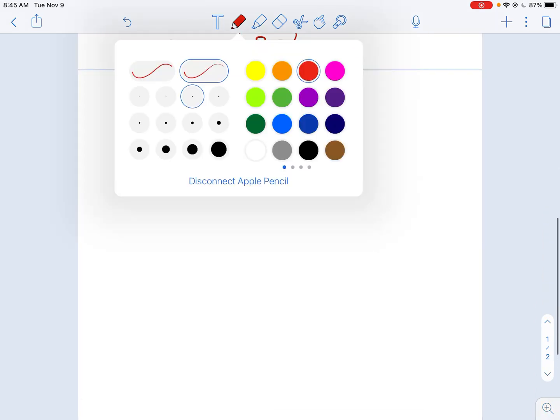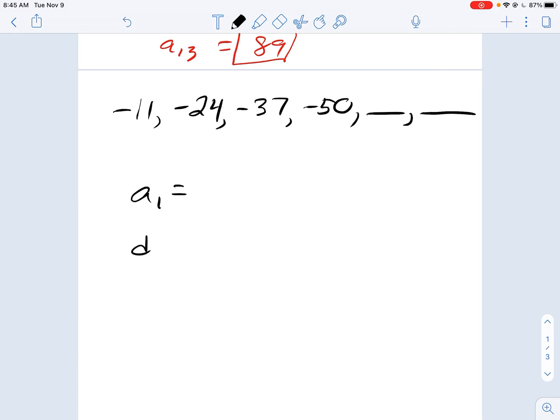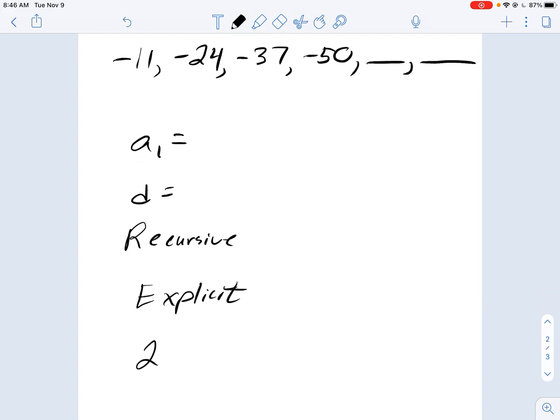Now, I'll go ahead and go over another one with you. Maybe one that's a little trickier. Let's try negative 11, negative 24, negative 37, negative 50. Now we are still going to find the first term, common difference. Write this as a recursive formula. Write this as an explicit formula. And we're still going to find a certain term in the sequence. We'll just find the 20th term here.